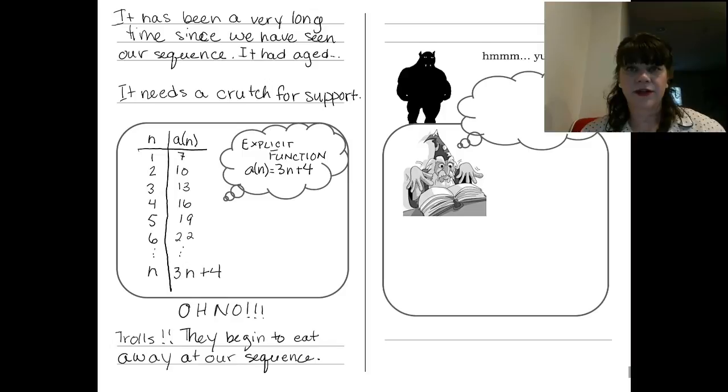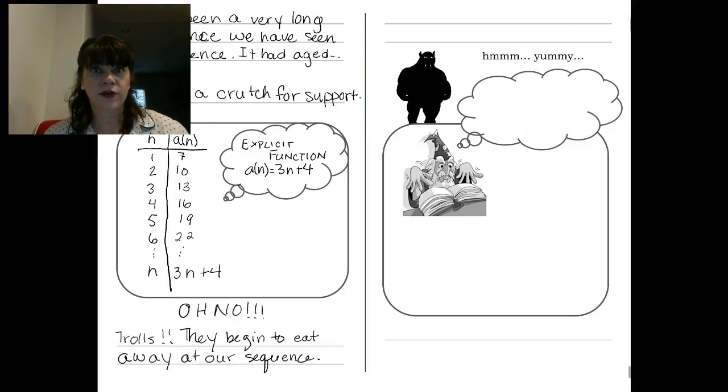All right, so I need to move myself over to this side and continue our story. Our arithmetic sequence, because it's so old and it has a crutch, is too old and weak to get away.